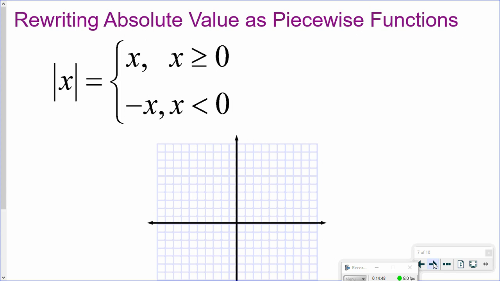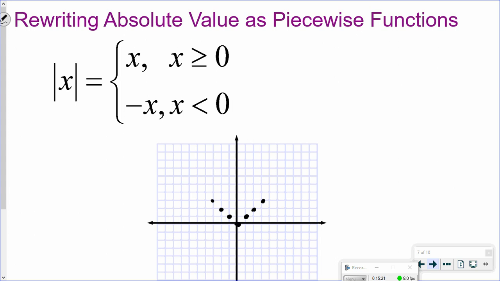Next, we're going to talk about absolute value functions for a minute. Well, you know that absolute value is a V shape on your graph. By definition, whatever's inside can be positive or negative, and when you take the absolute value, you get x. So it gives me this graph where I have this V shape.